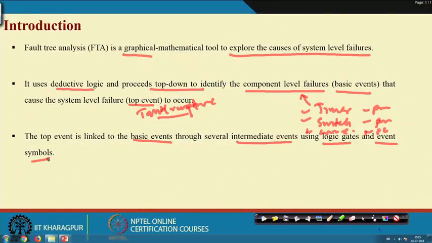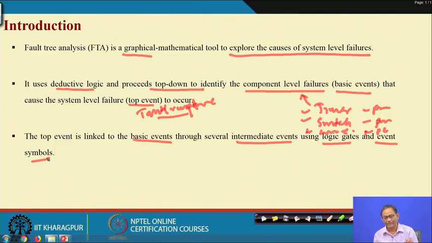Now, the component level is that level where the failure probability is known, or it can be quantified. That is why the component level failures are known as basic events, and the top level failure is known as the top event, and the top event is connected to basic events through different intermediate events. That is why different event symbols are used, and the connection between the event symbols is through logic gates. That is why different logic gates are used.